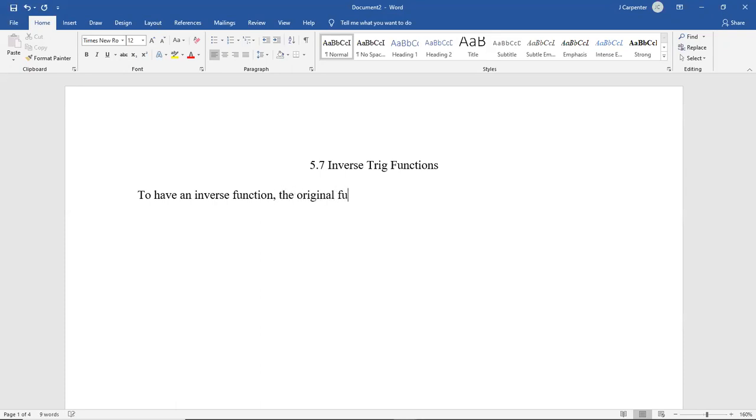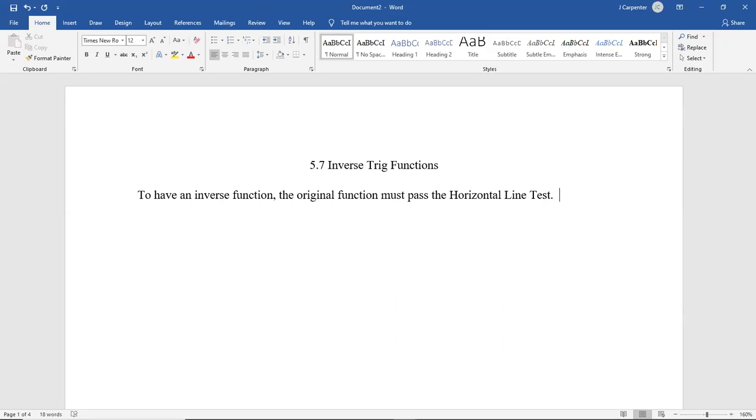The original function must pass the horizontal line test. And you might be thinking, Mr. Beckner, don't you mean the vertical line test? No, I don't. The vertical line test is to tell if something's a function, which if I'm saying it's originally a function and we're trying to find its inverse, it passes the vertical line test.